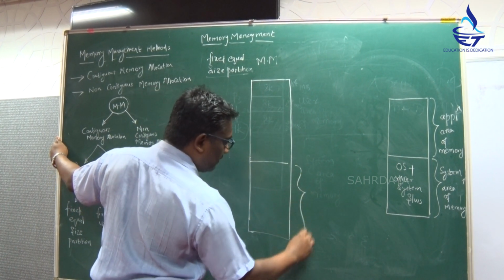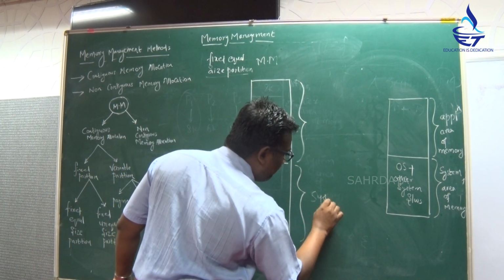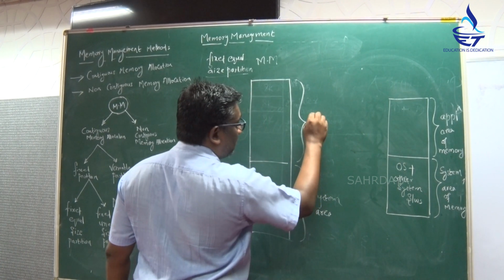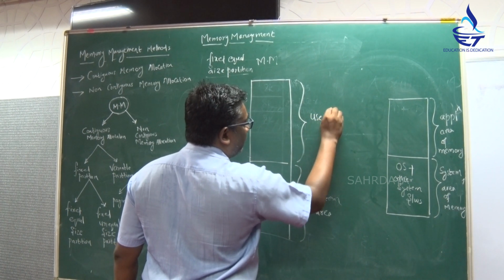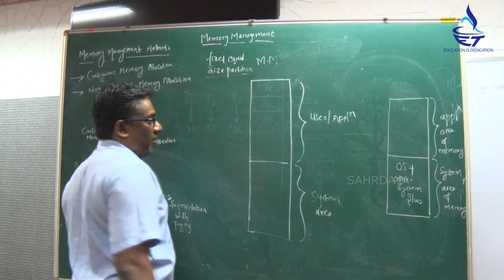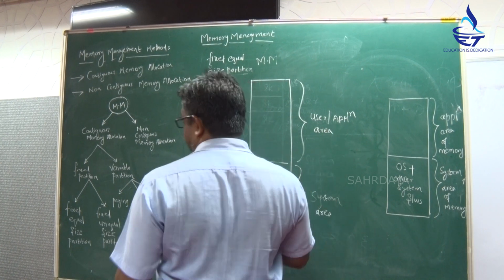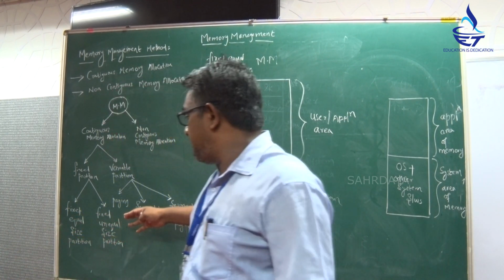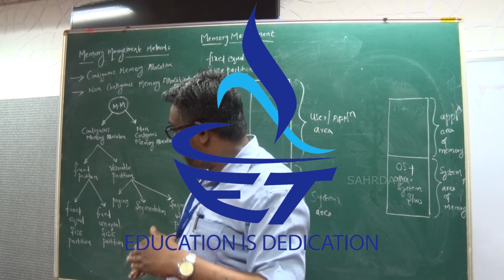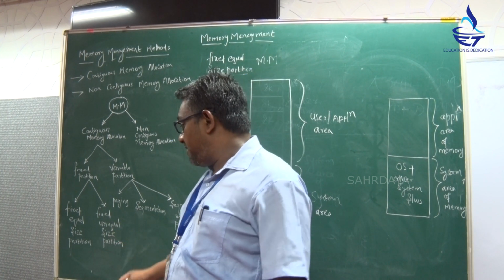Again, two memory areas: one is the system area and the other is the user or application area, the application program area. In the first case, we partitioned the user or application area with equal size memory blocks. In the second case, fixed unequal size partition. From that we can understand that it is fixed.